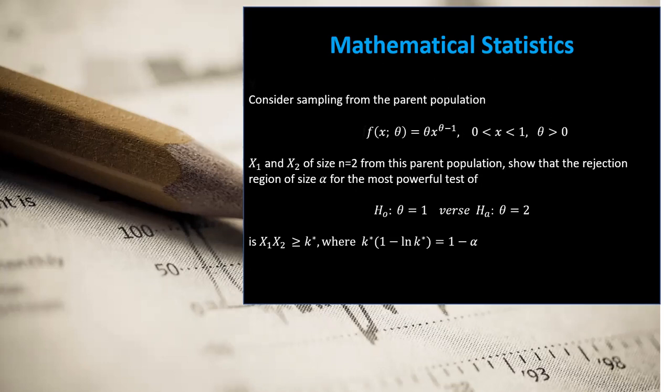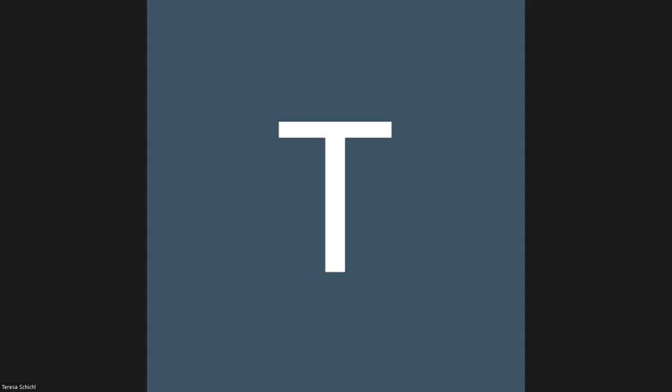For today's problem, we want to show that the rejection region of size alpha for the most powerful test can be written as x1 times x2 greater than some constant k star. The k star and the alpha value have the relation k star times (1 minus natural log k star) equal to 1 minus alpha. So let's go ahead and get started, and go to the whiteboard and take a look.